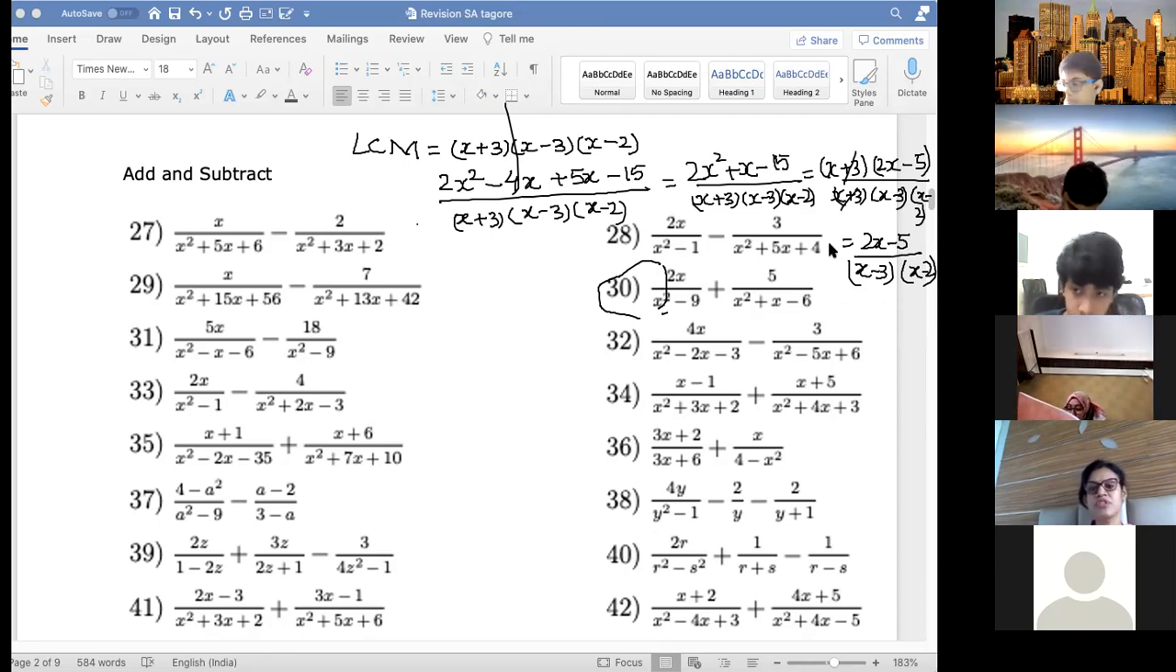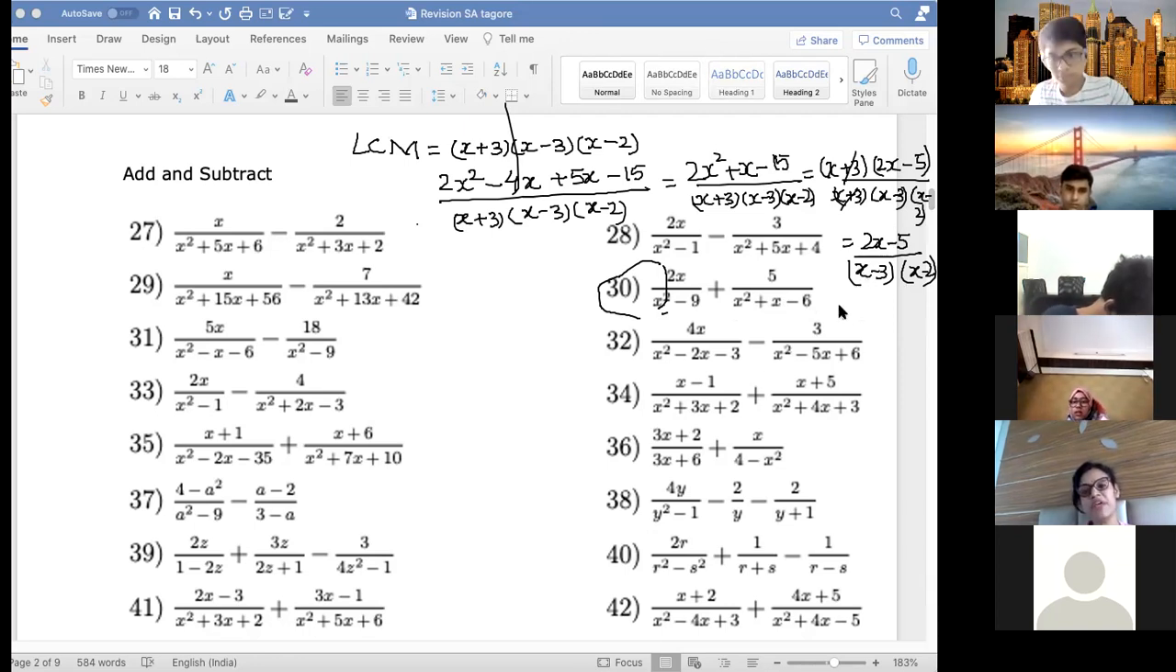Yeah. So this is your correct answer: 2x minus 5 upon x minus 3 into x minus 2. Whenever you are doing addition or subtraction, also do simplification. So the simplified answer is this. We did the lowest form.